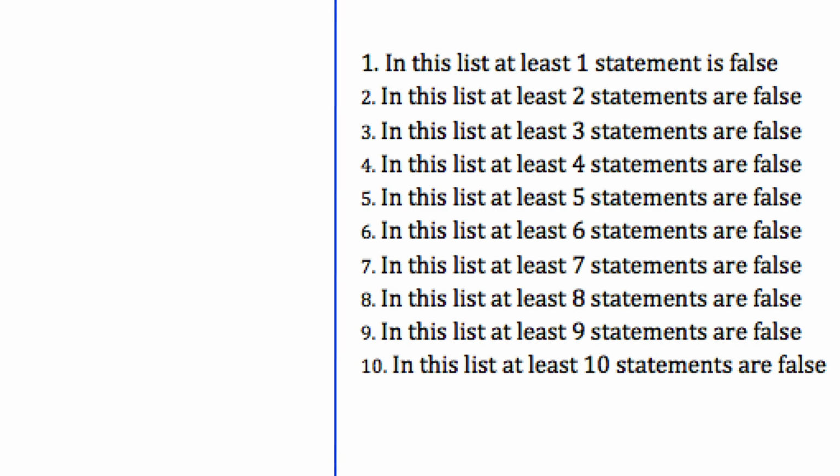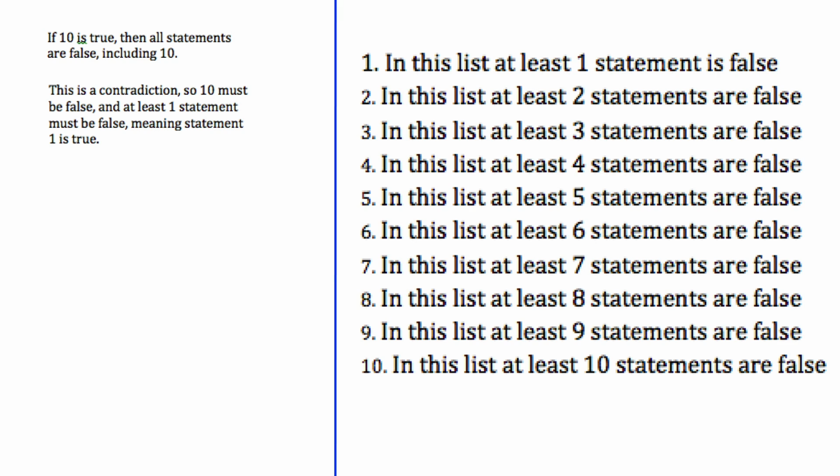Now let's solve the variation where the nth statement says at least n statements are false. We'll proceed similarly. We'll consider the 10th statement. If this is true, that means all statements in the list are false, including statement 10. This again is a contradiction. So we know that statement 10 is false, and that means at least one statement must be false.